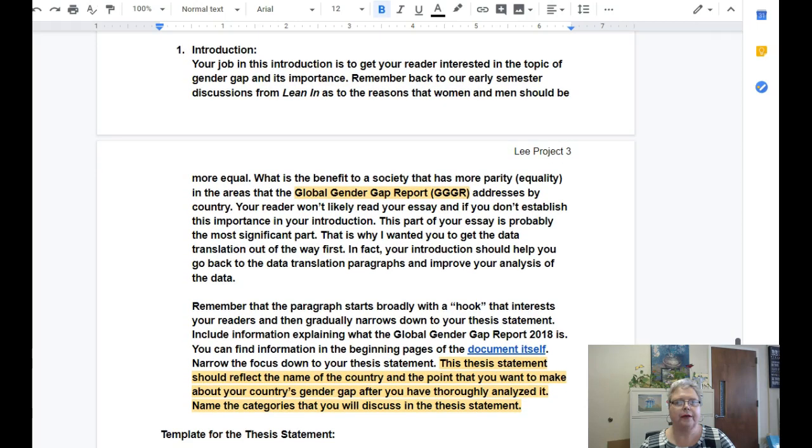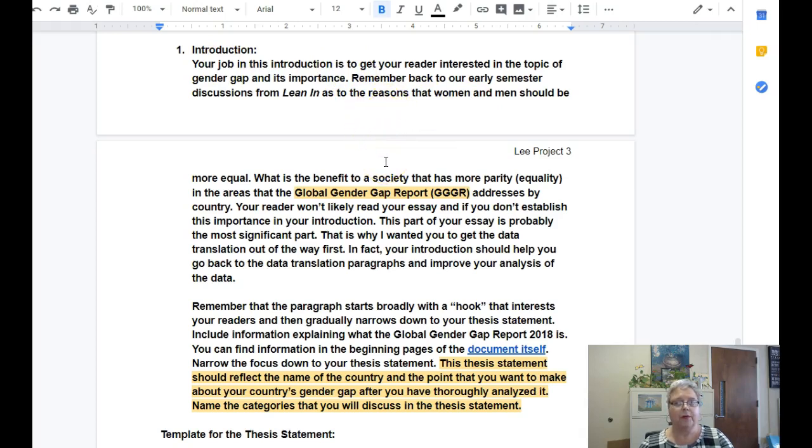Okay, so let's go back here because we're going to add introduction. You can just keep that same document. That's what I had intended for you to do, that you did your paragraphs in last week. All right, so your introduction. Your job in the introduction is to get your reader interested in the topic of gender gap and its importance. And you're going to have to explain a little bit about what the Global Gender Gap Report really is. So your job is to get somebody interested in that.